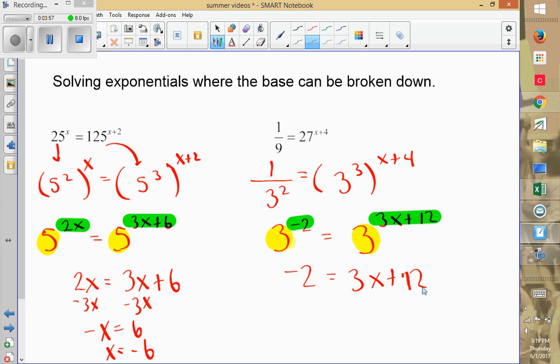At this point in time, subtract 12 from both sides, so negative 14 equals 3x, so divide by 3. We're going to get the fraction negative 14 over 3.